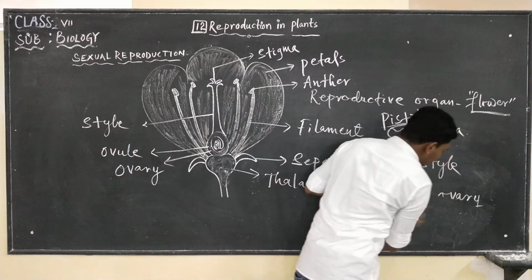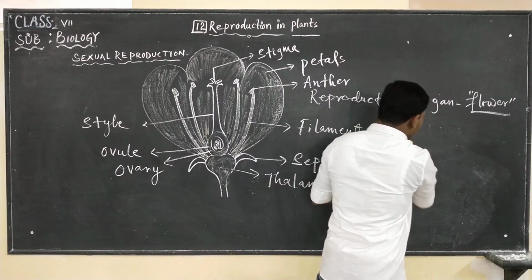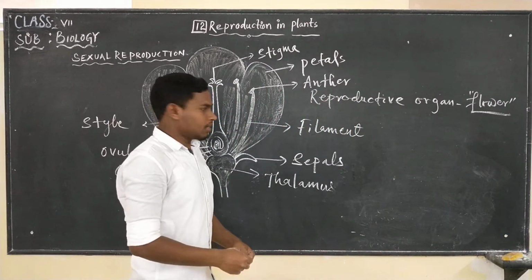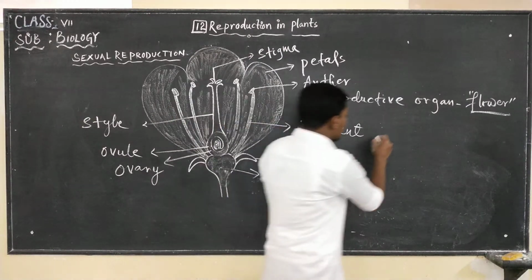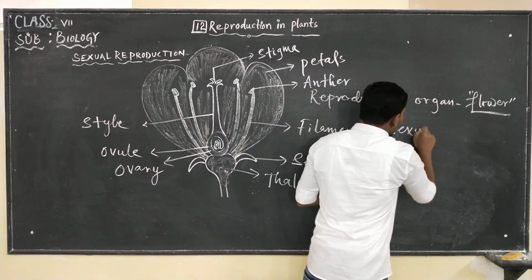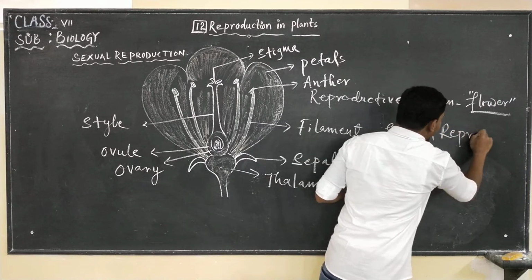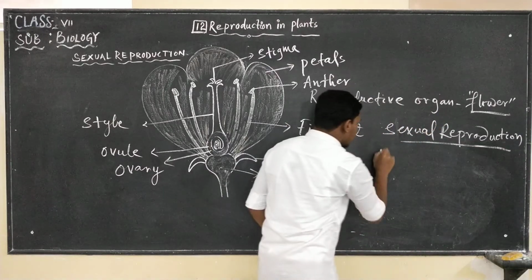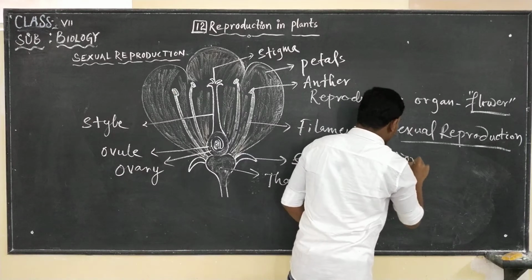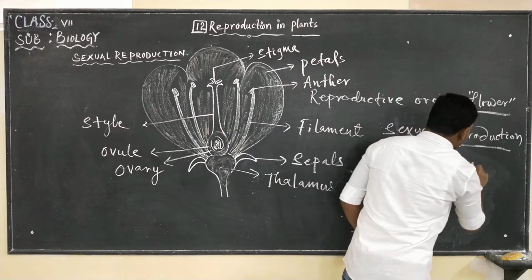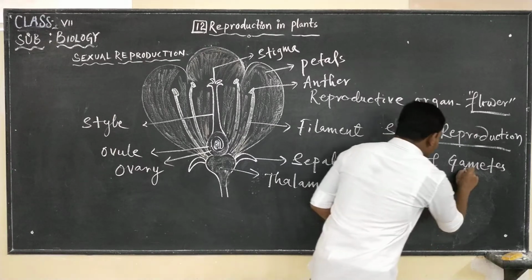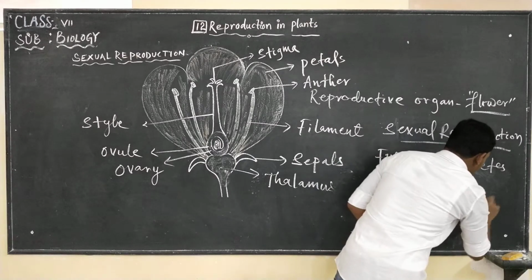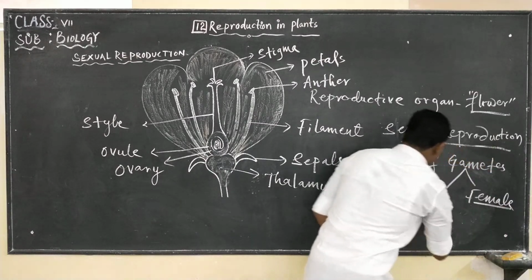So in sexual reproduction, what happens? Both gametes fuse. Fusion of both gametes takes place. What are those gametes? Male gamete and female gamete.